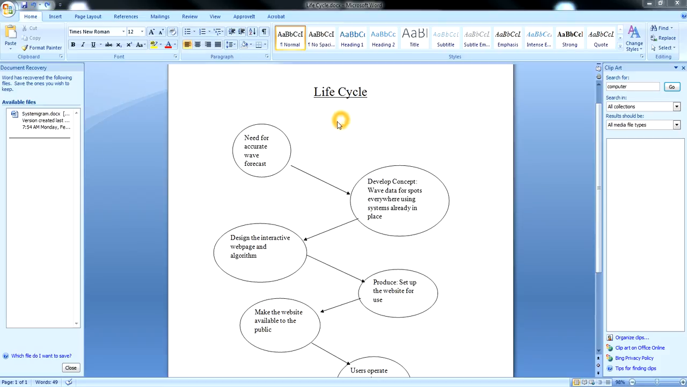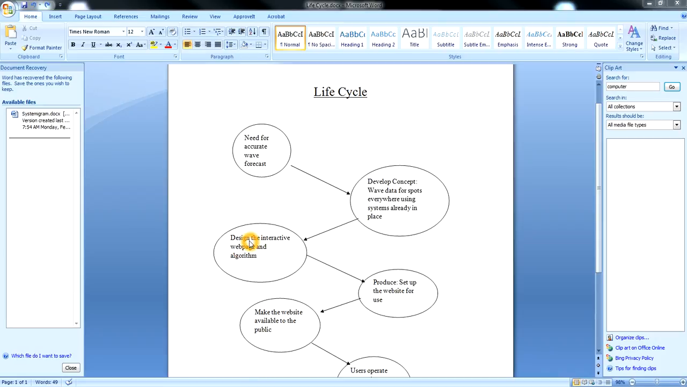This is the system lifecycle. It began with a recognition of the need for an accurate wave forecast. The risk associated with this stage of the life cycle is making sure that this is something that people want. The next stage is developing the concept. The concept is for wave data for spots everywhere using systems already in place, like the buoy and the weather system.